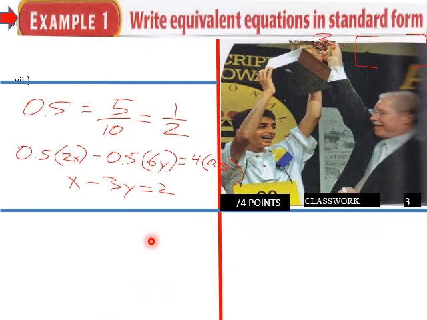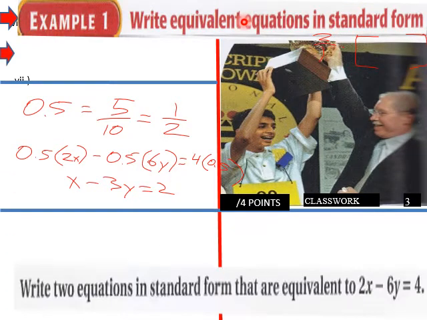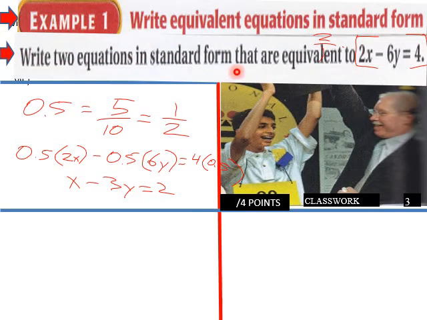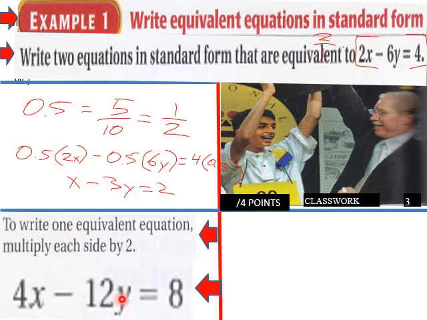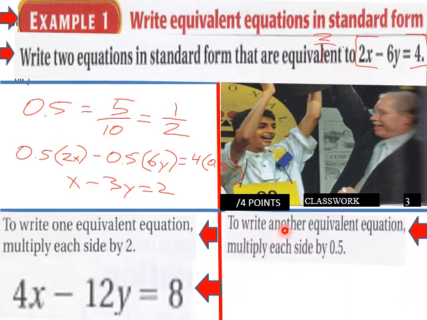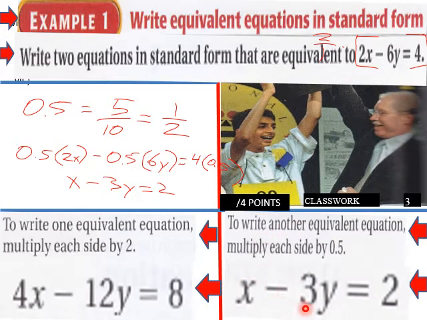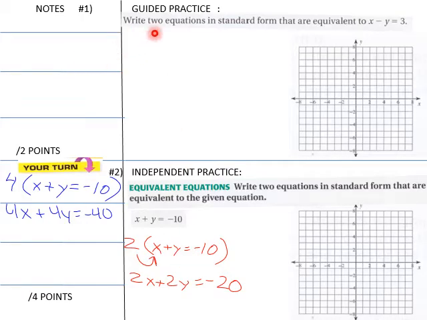Okay, example 1 here, write equivalent equations in standard form. Write two equations in standard form that are equivalent to 2x minus 6y equals 4. So, to write one equivalent equation, multiply each side by 2. 4x minus 12y equals 8. To write another equivalent equation, multiply each side by 0.5. x minus 3y equals 2. This is equal to this. You've just reduced it by 4. Okay, so that is right in standard form.